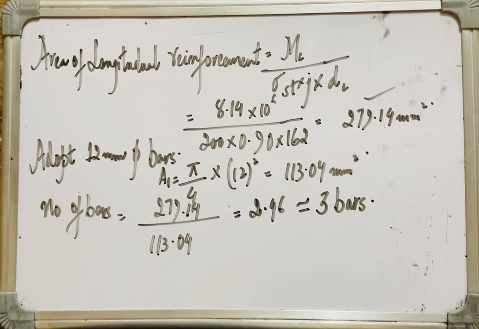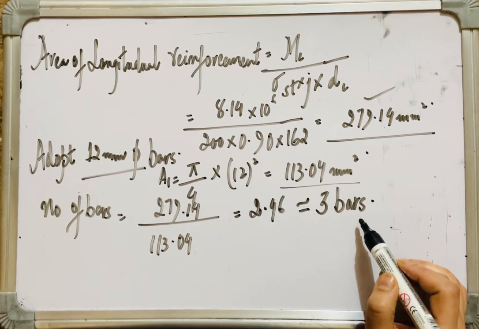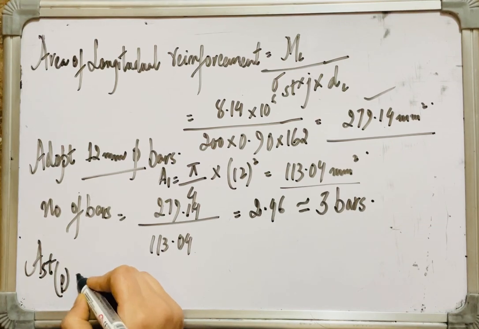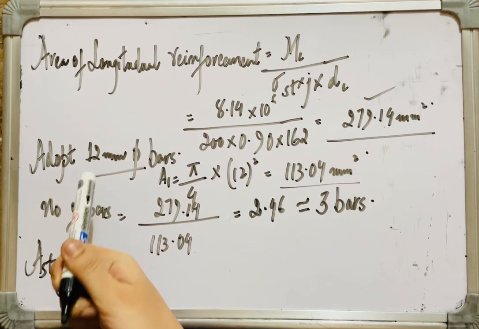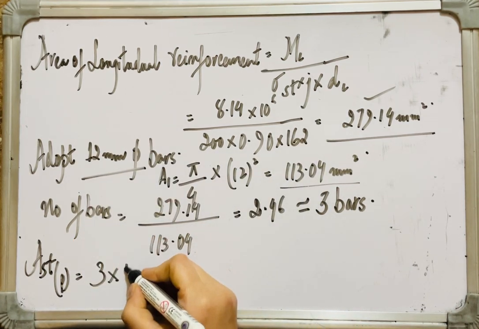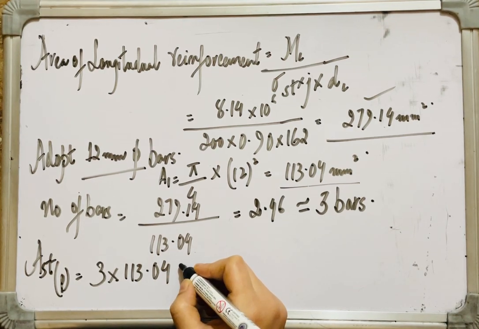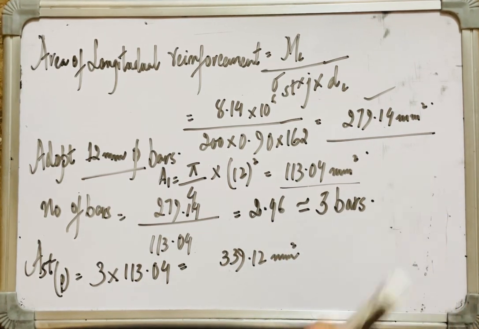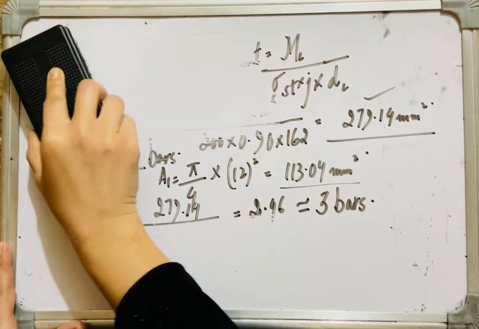All right, so how much is my number of bars? The area of longitudinal reinforcement required is 279.14 and we adopted 12 mm dia bars, and one bar has this much area, so this divided by this gives me the number of bars, which came equal to 2.46, so let's adopt 3 bars. Now how much Ast did we provide? We used 3 bars of 12 mm dia bar, each with an area of 113.04, so I provided Ast as 339.12 mm square, although the requirement was 279.14. It's fine.